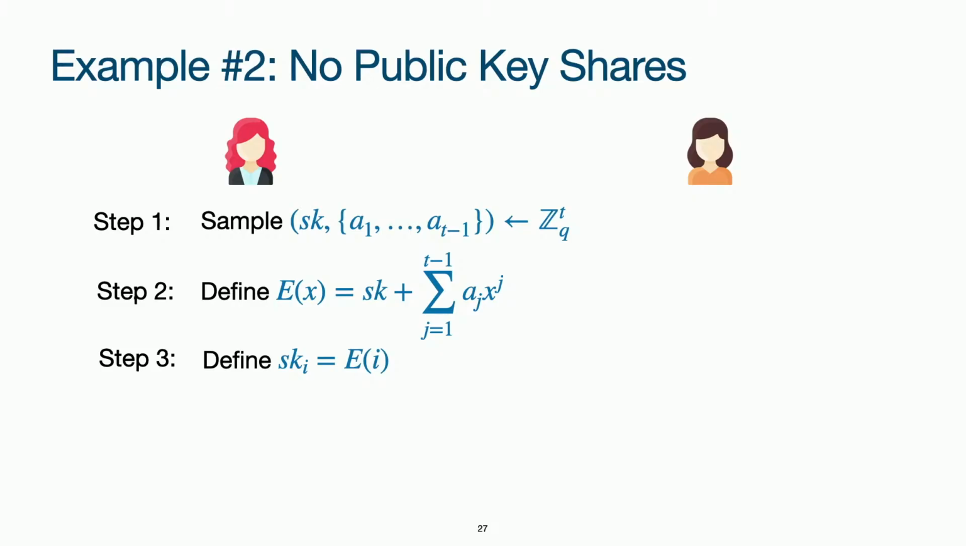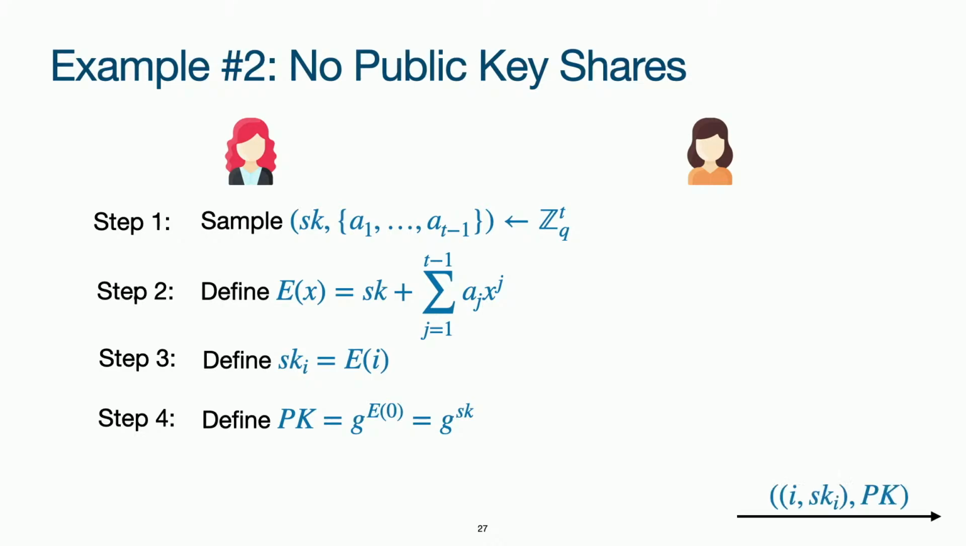A scheme that would not be Q-unique is where you again do Shamir secret sharing in the same way. But here, you would just generate the public key, and you would not generate public key shares. So the public key shares would remain secret. And then the parties would just get their respective share and the public key. They would not get the public key shares.